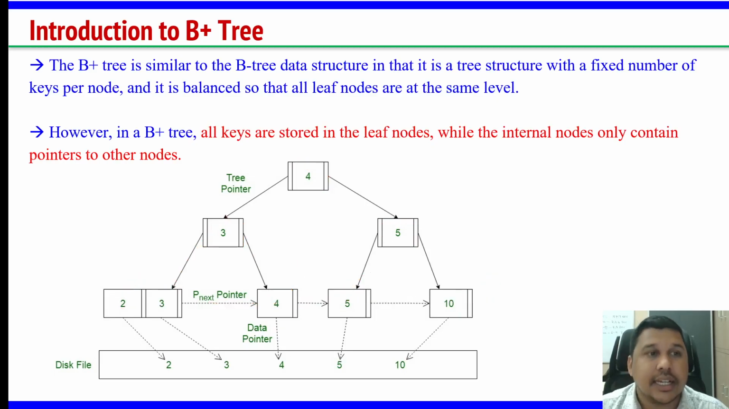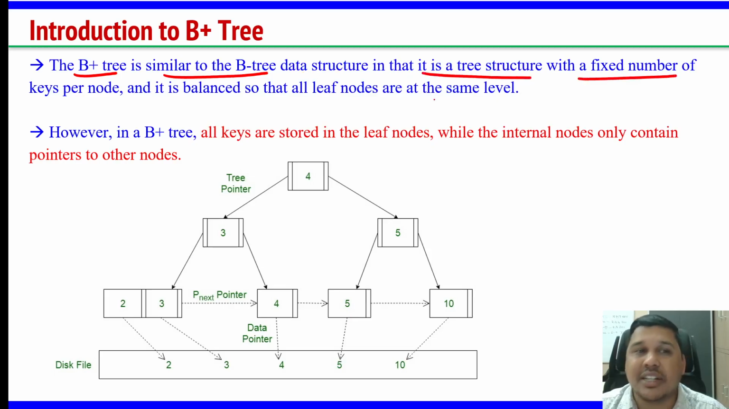The B plus tree is similar to B tree in that it is a tree structure with a fixed number of keys per node. We know that, no? B tree has a fixed number of keys.